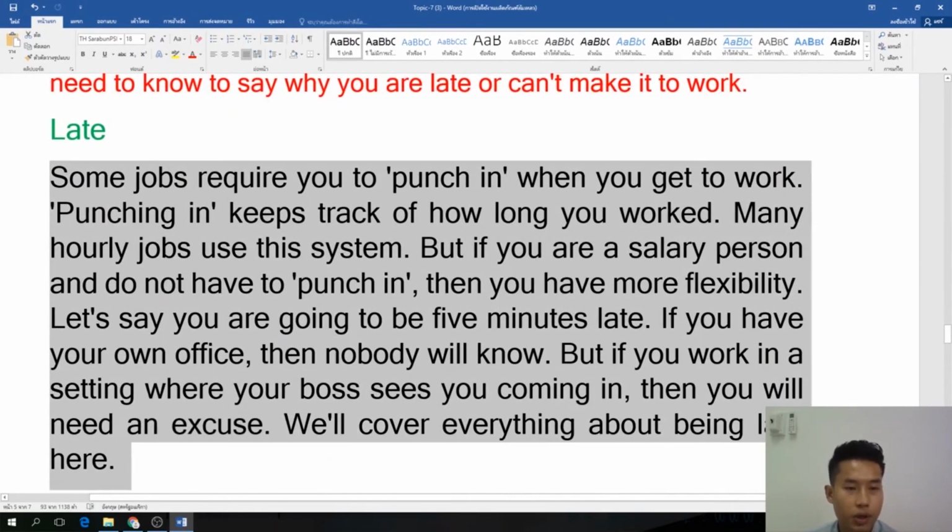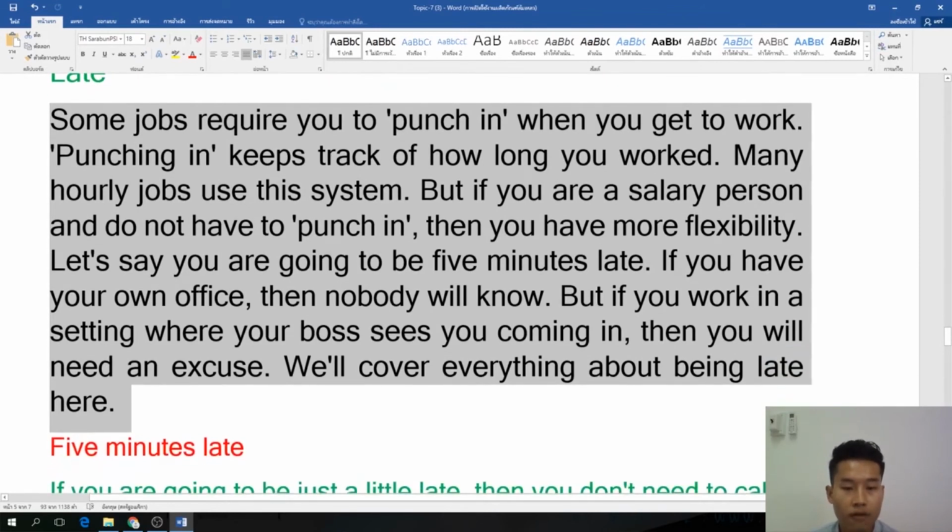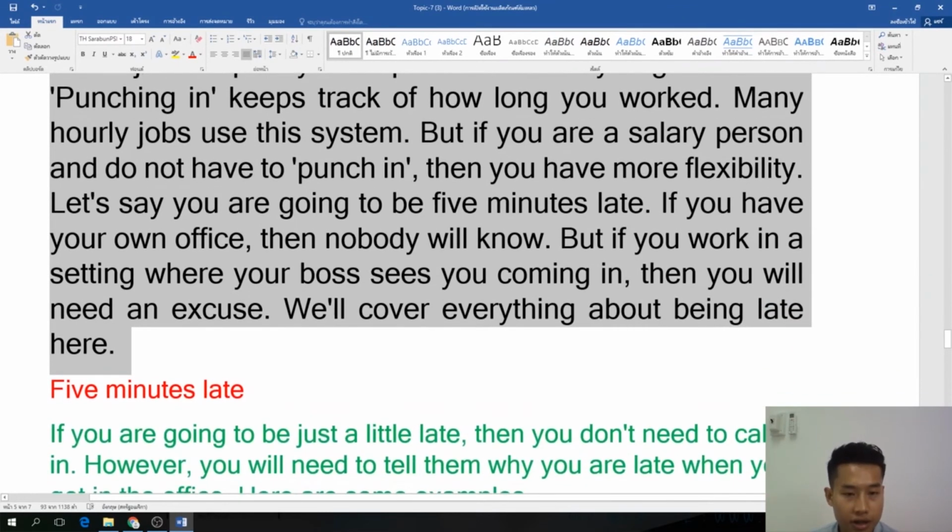Late. Some jobs require you to punch in when you get to work. Punching in keeps track of how long you work. Many hourly jobs use this system, but if you are a salary person and do not have to punch in, then you have more flexibility. Let's say you're going to be 5 minutes late. If you have your own office, then nobody will know. But if you work in a setting where your boss sees you coming in, then you will need an excuse. We will cover everything about being late here.